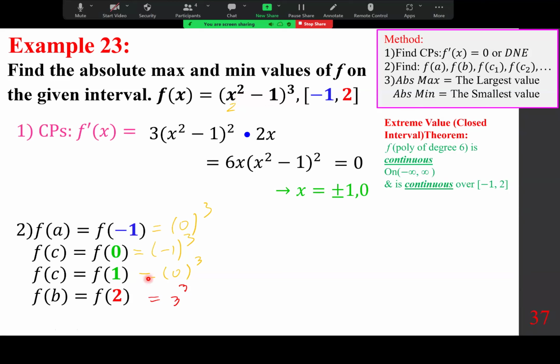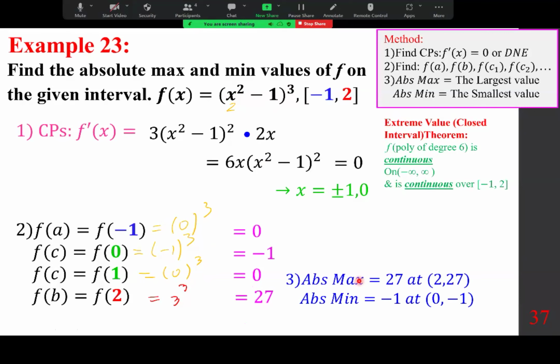So this is 0, this is 0, this is minus 1, and this is 27. So clearly, this is the largest, this is the smallest. So we're going to write absolute max is equal to 27 at the pair 2, 27. Absolute min is negative 1 at the pair 0, negative 1.